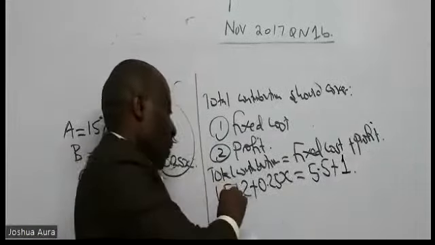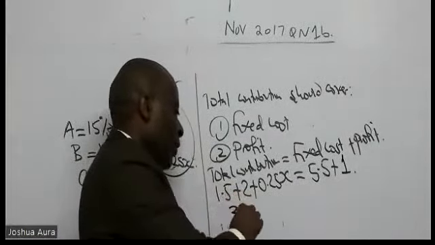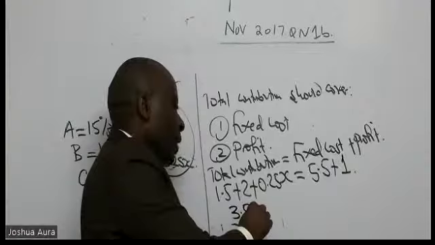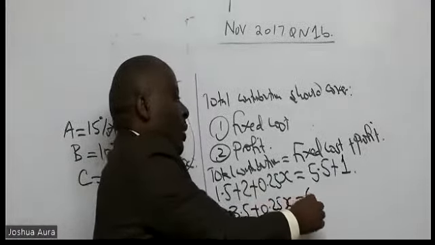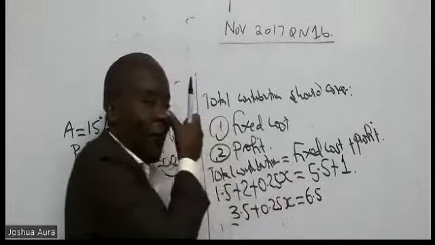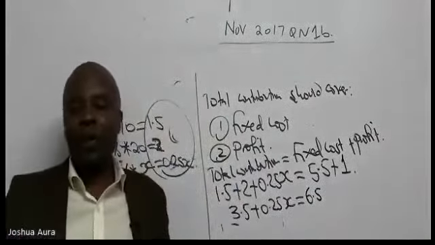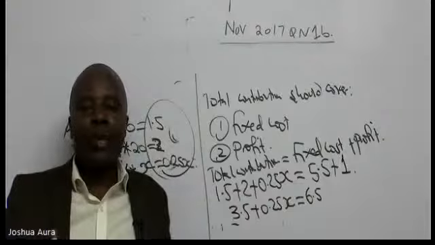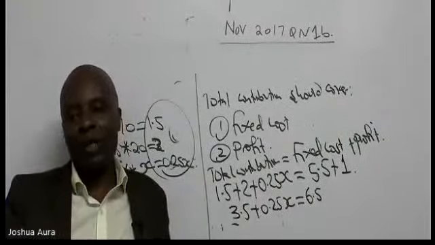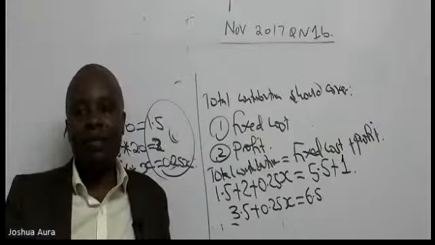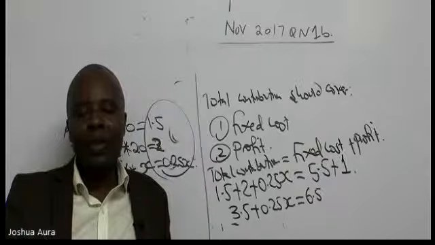So then this will give me 3.5. So 3.5 plus 0.25x should be equal to what here, somebody? Should be equal to 6.5 million. So my work tonight is to make X the subject of the formula. That is my work tonight. Make X the subject of the formula.